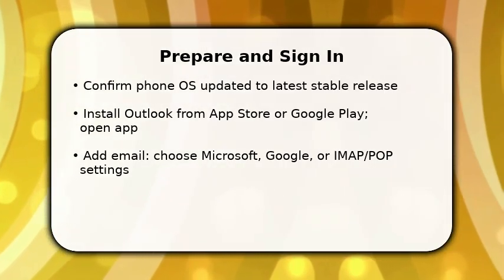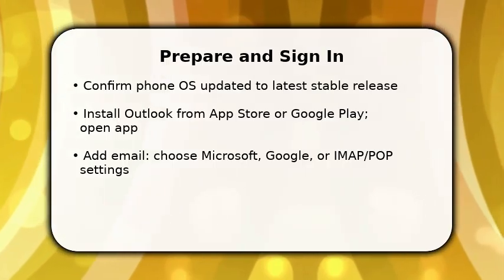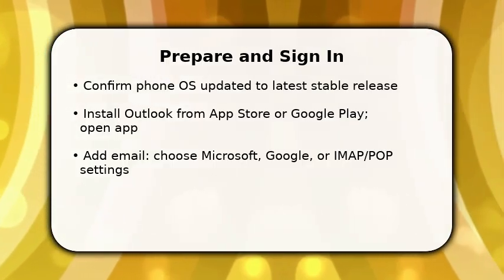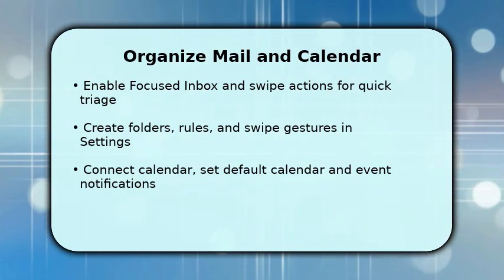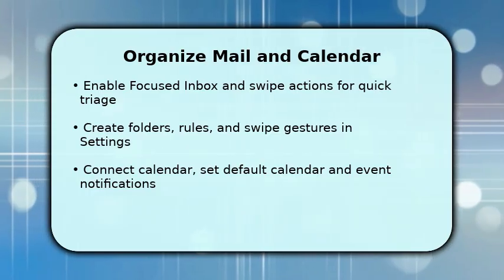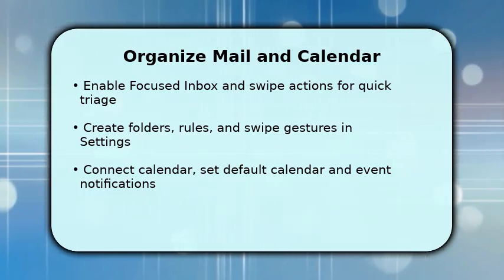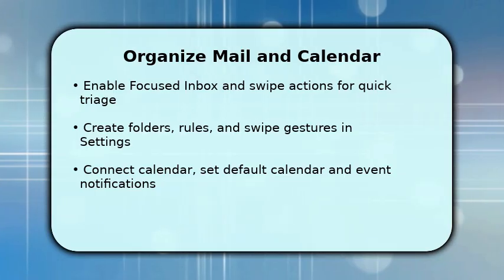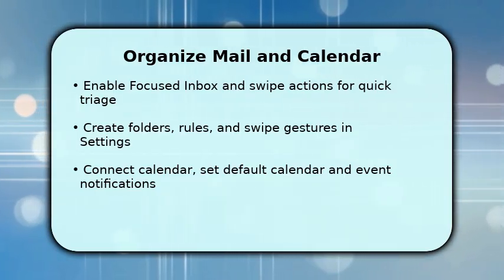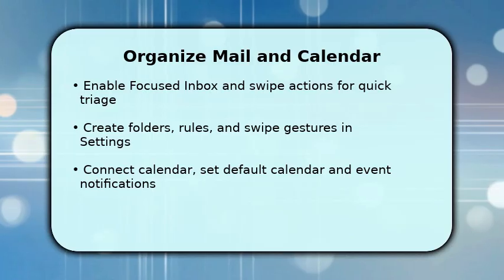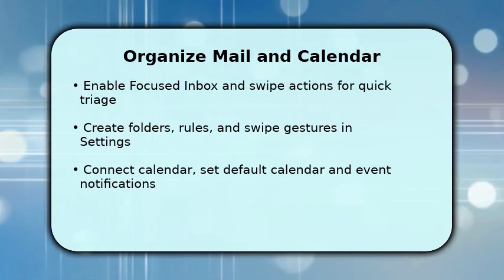This step connects everything, so verify folders appear, and the Focused Inbox toggles are where you want them before moving on. Next, organize messages and calendar events to save time. Turn on Focused Inbox, then customize swipe actions, archive, delete, or schedule to process email fast. Create folders and set simple rules for incoming mail so repetitive triage is automatic.